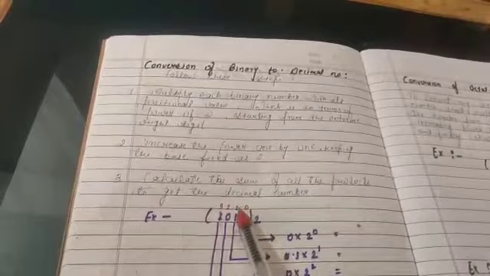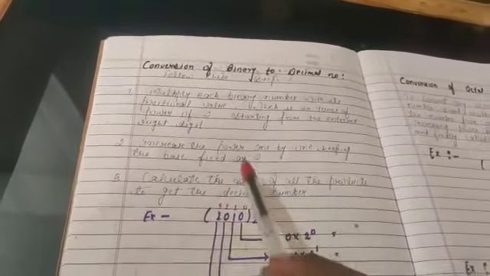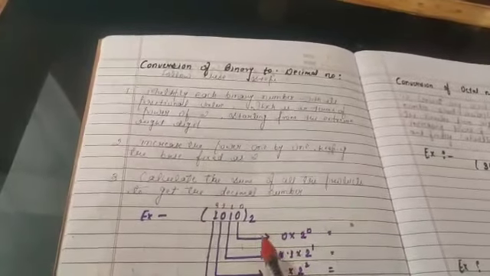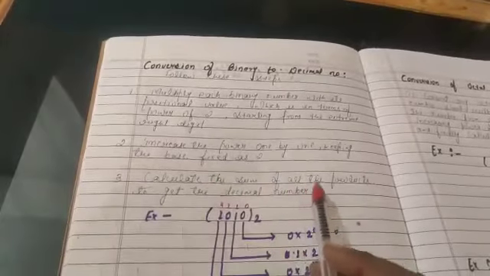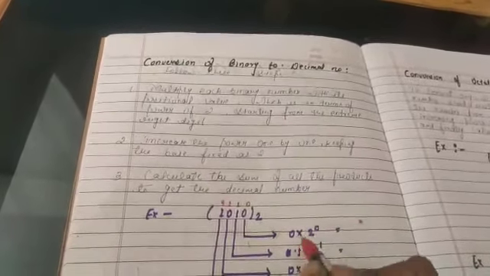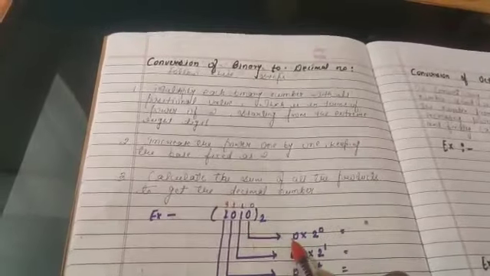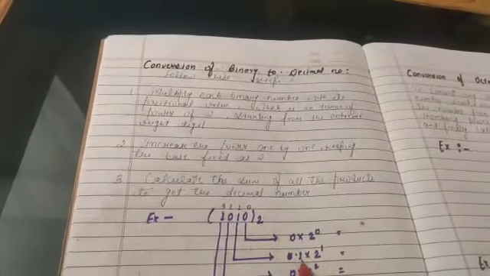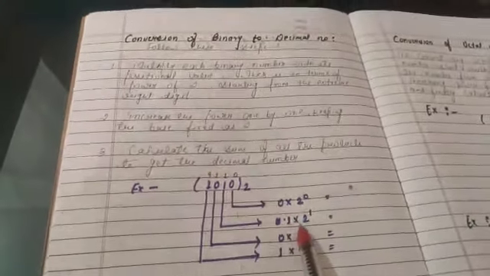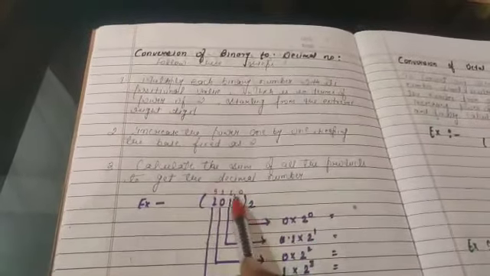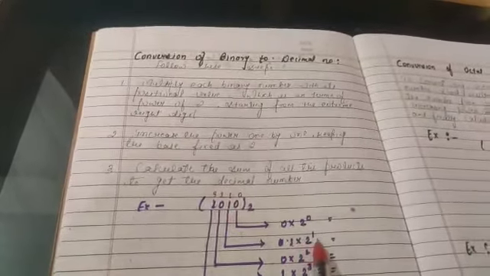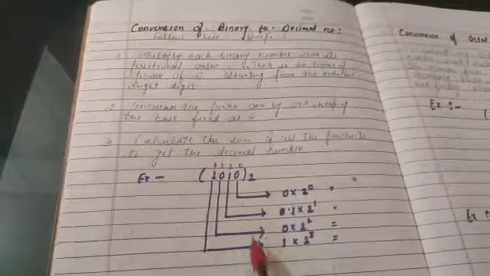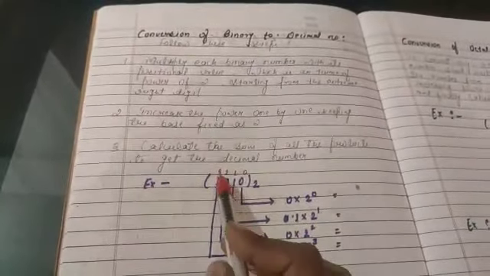So we have increased the power 0, 1, 2, 3, 4, and the base will be 2 because we are converting binary to decimal. Then calculate the sum of all the products to get the decimal number. So here we have written 0 into 2 to the power 0. Next is 1: 1 into 2, the base is fixed and the positional value is increased, so 1 into 2 to the power 1. Next 0 into 2 to the power 2. Last one, 1 into 2 to the power 3.